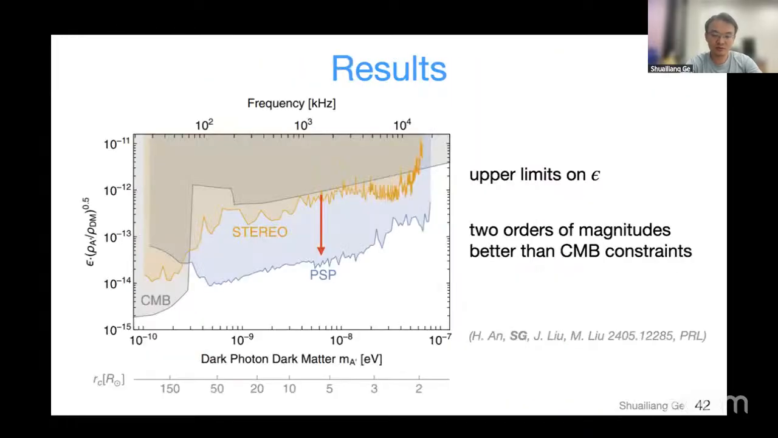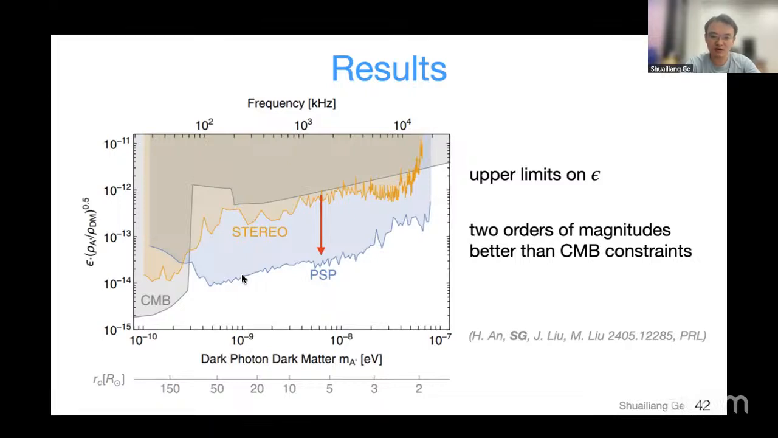Then we use the data collected by the Parker Solar Probe to make the constraints, and we see that our result, this blue line, is the constraint made using the Parker data. Our result is about two orders of magnitude better than the previous constraints from the CMB. The main reason is that the Parker Solar Probe can go very close to the sun, and it can detect the converted photons without distance attenuation.